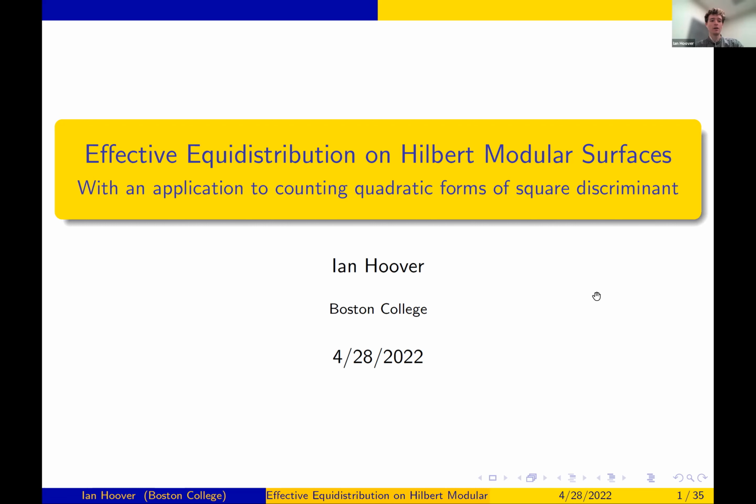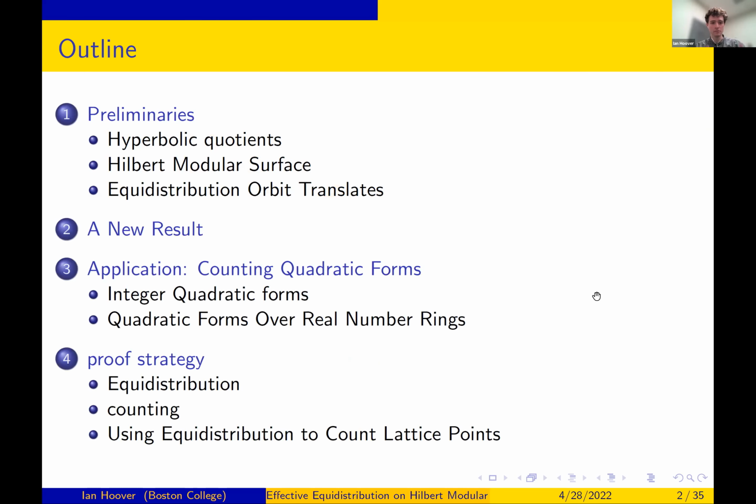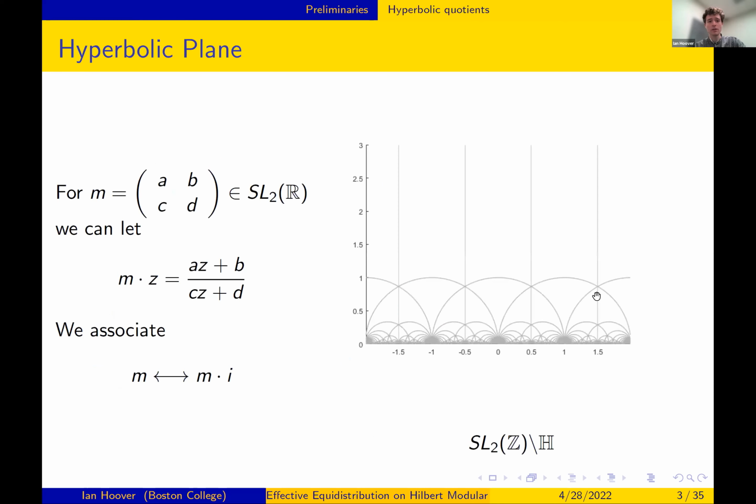So, I'm going to be talking about effective equidistribution on Hilbert modular surfaces. To begin, I'll go over the preliminaries of the objects we're looking at, talk about what my result is that is somewhat new, and then how it's applied to counting certain types of quadratic forms. And if there's time, we can also talk about some of the proof strategy involved. So without further ado, I'll just jump right in.